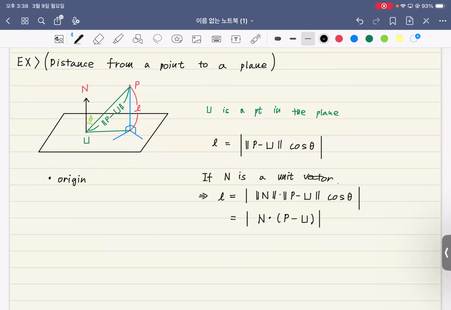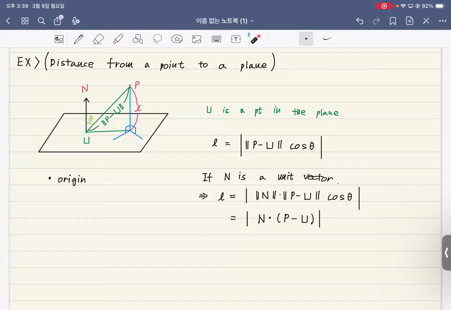Okay, and you know what? Computation of the dot product is just a matter of high school algebra. Anyone can do this. So if your information on your plane is given in this form, then you already know your normal direction, right? And you know the coordinates of P, and the coordinates of U are also already given there. So this is easy.